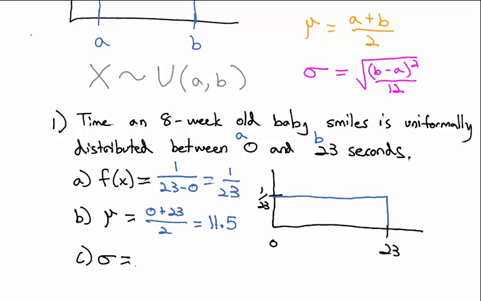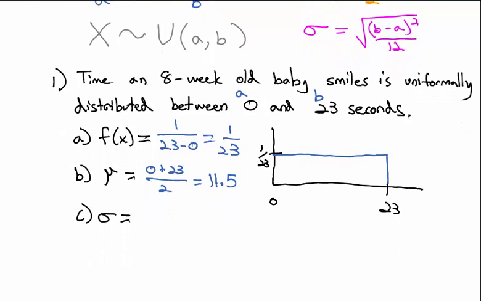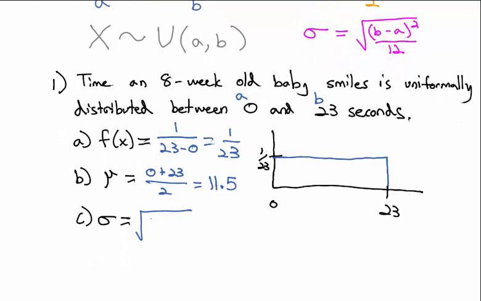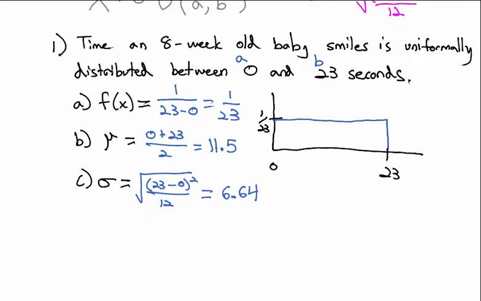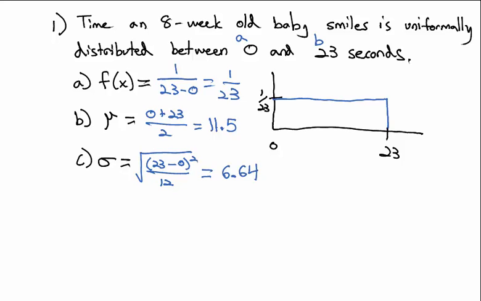What about the standard deviation around that 11.5 seconds? Well, the standard deviation formula was the square root of b minus a, 23 minus 0, squared, divided by 12. If we put that in our calculator, that's 23 squared divided by 12. Take the square root of that, we get 6.64. So 8-week-old babies smile an average of 11.5 seconds with a standard deviation of 6.64 seconds. So it's pretty spread out, actually.